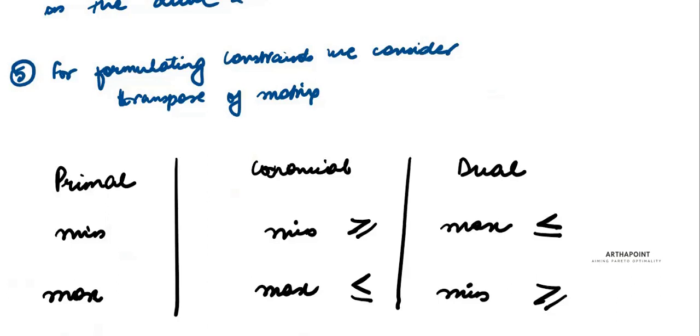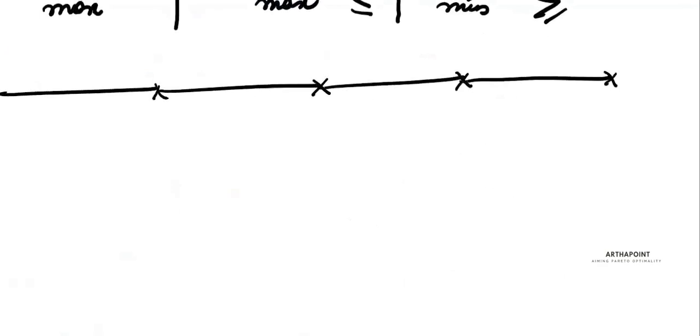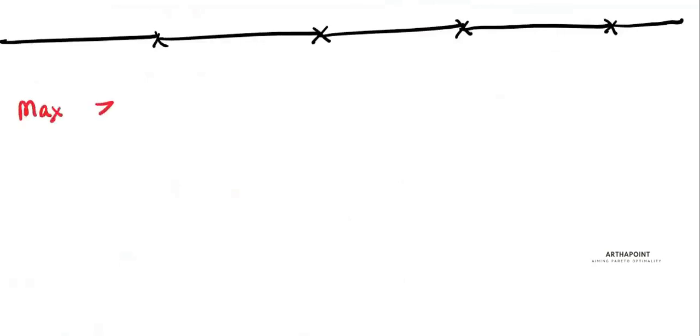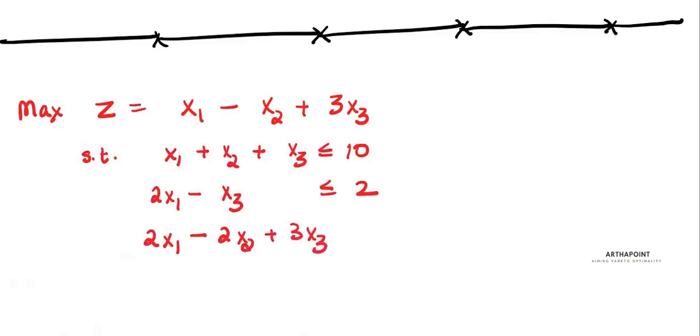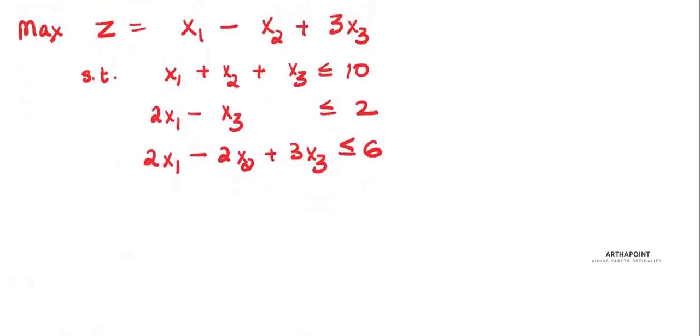Okay. Now, let's go ahead and consider another question so that we can understand the method of how to do primal to dual. Write down a question and do it yourself, right? So the question that I'm giving you is this. You have a max function to maximize z is equal to x1 minus x2 plus 3x3 subject to your given constraints: x1 plus x2 plus x3 less than equal to 10. The second constraint is 2x1 minus x3 less than equal to 2. The third constraint is 2x1 minus 2x2 plus 3x3 less than equal to 6. This is what is given to you. And it's given x1, x2, x3 greater than equal to 0.